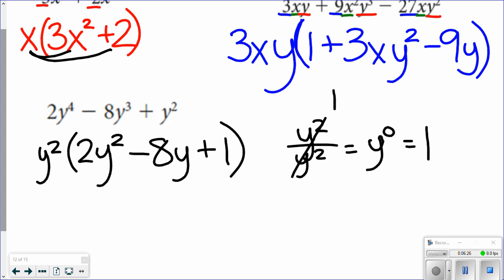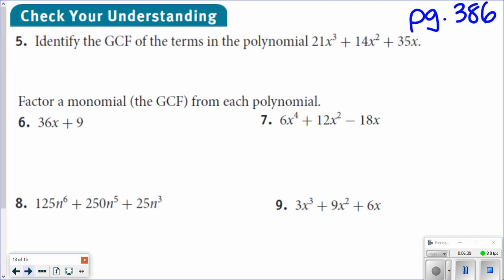Remember, if we start with 3 terms, a trinomial, we need to end with 3 terms, a trinomial, inside our parentheses. That's another way to check our work. We're done with the note sheet, so in your book on page 386, at the bottom, we need to do the check your understanding box, questions 5 through 11.